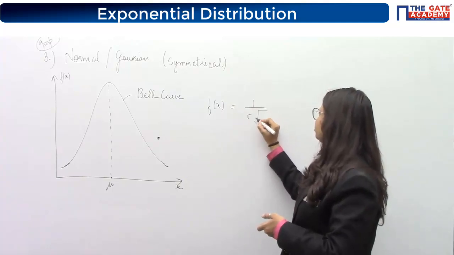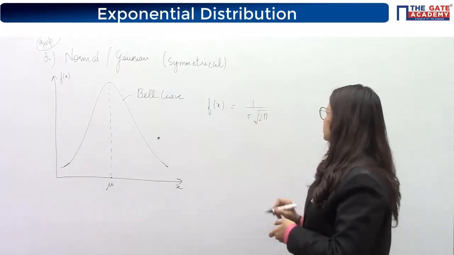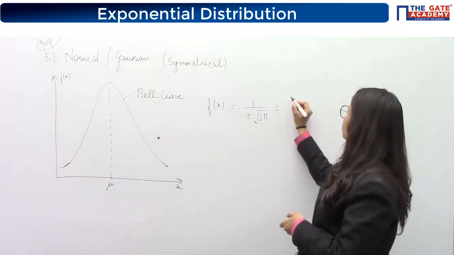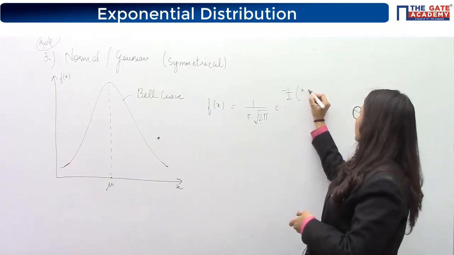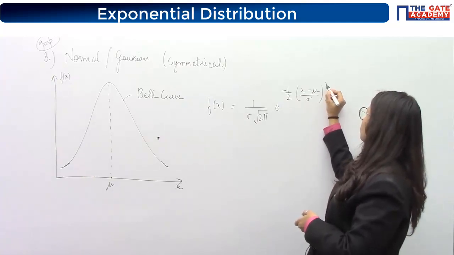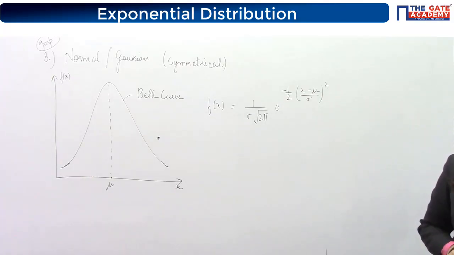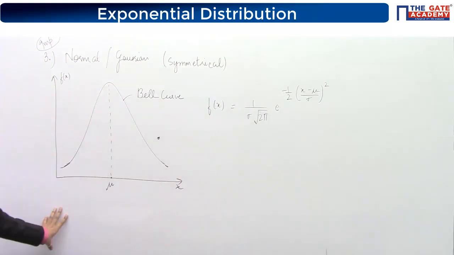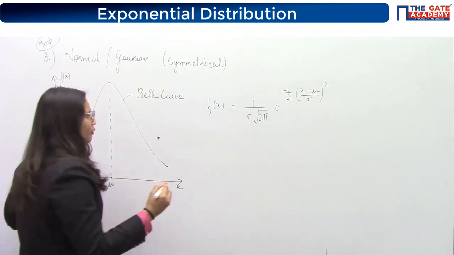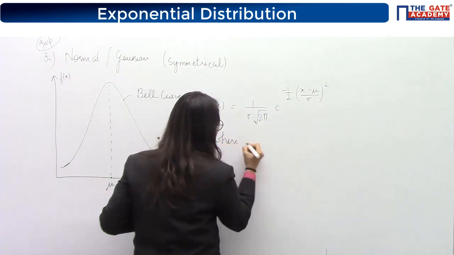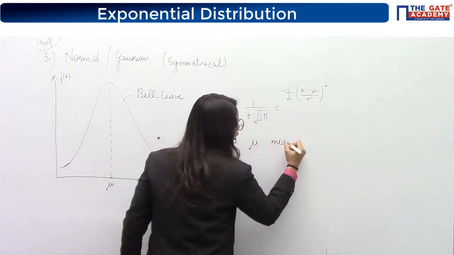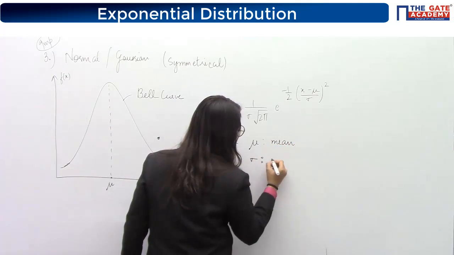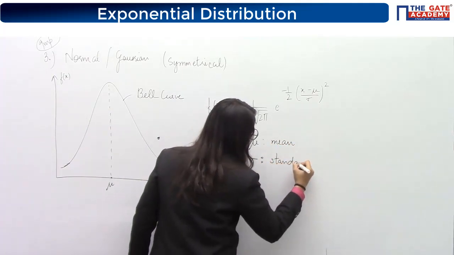So it's something like this: 1 by sigma under root 2 pi e to the power minus half x minus mu by sigma whole square. So you can see it's having a typical equation like this: 1 by sigma under root 2 pi e to the power minus half x minus mu by sigma whole square, where mu denotes mean of your distribution and sigma denotes what? Obviously your standard deviation.